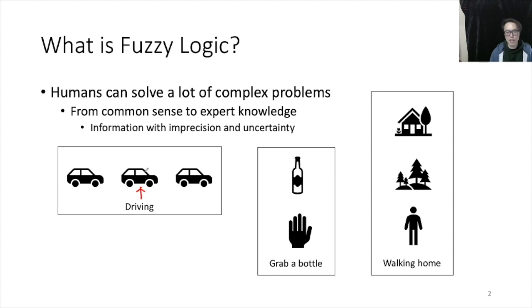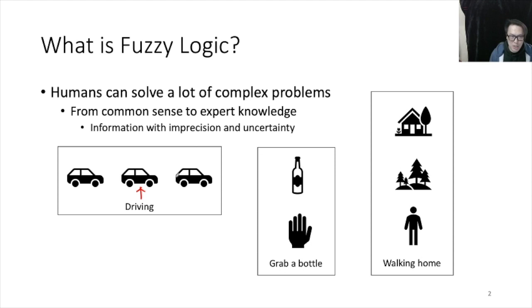Later on in our daily life, for example, to grab a bottle, we can easily do that no matter the texture of the bottle, the size of the bottle, or the distance of the bottle. For these kinds of tasks, we will find out that there is a lot of imprecision as well as uncertainty. That means we do not know exactly the distance between cars, and we do not know exactly the distance to the bottle.